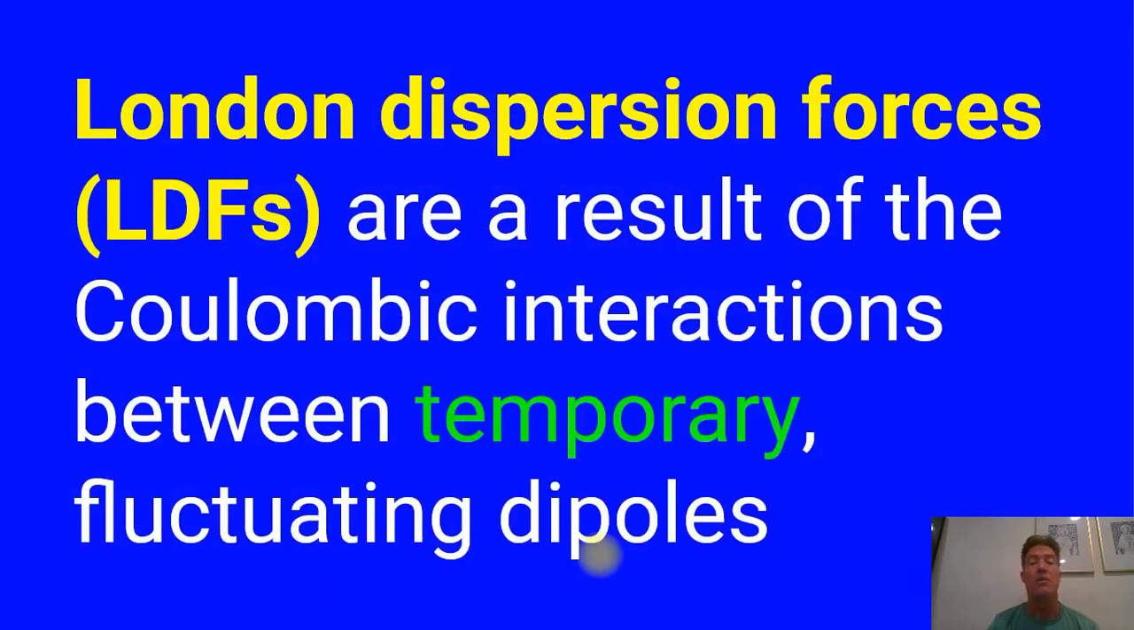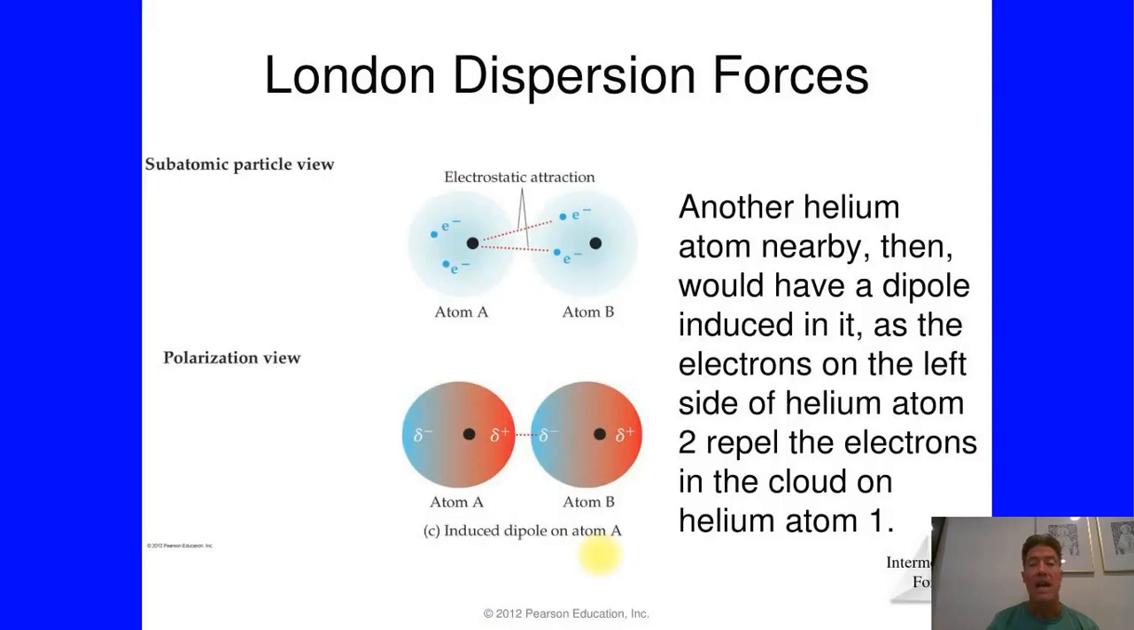Now, these are the result of Coulombic interactions, and this is the temporary dipoles. So it's a temporary fluctuating dipole when two atoms or molecules move together and their electron clouds interact. Here's a static view of this.